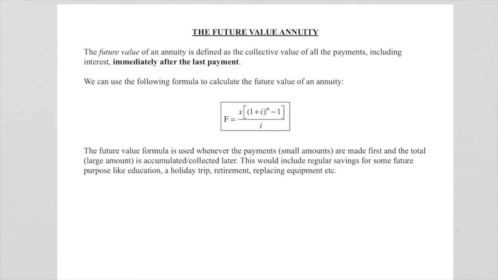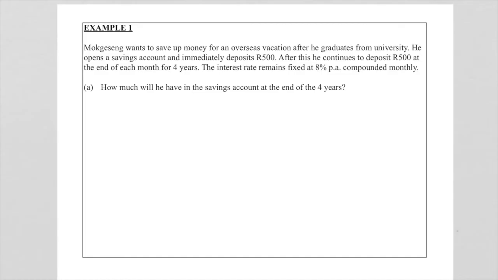Please take note that n is not the number of months or number of years, but it represents the number of payments. I say also that the future value formula is used whenever the payments are made first and the total amount is accumulated later. This would include regular savings for future purposes like education or holiday or retirement. So let's look at our first example.